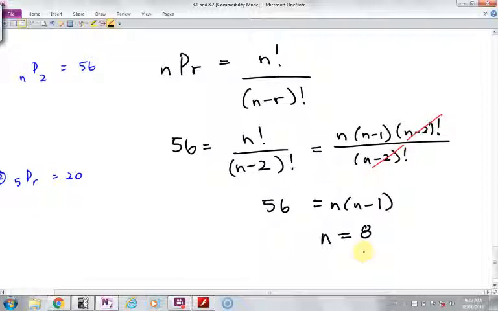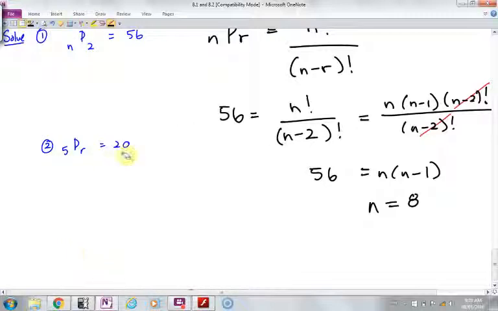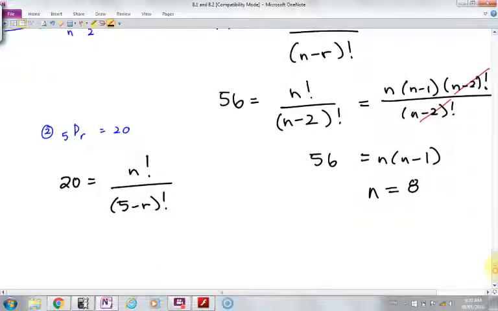So at that point you could do a little guess and check. But I do want to see the algebra that you understand how to simplify factorial notation. And I've got a worksheet for you today to practice that a little bit. Okay? So here's another variation of that same problem. This time you don't know what r is. You know what n is, you don't know what r is. Okay? So you're going to set it up the same way. 20 equals 5 factorial over 5 minus r factorial. Okay?